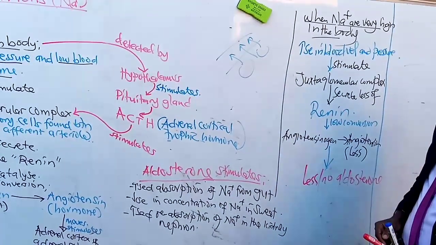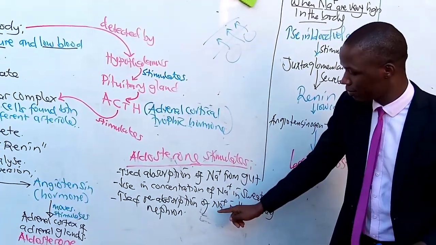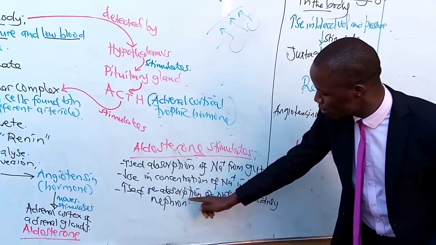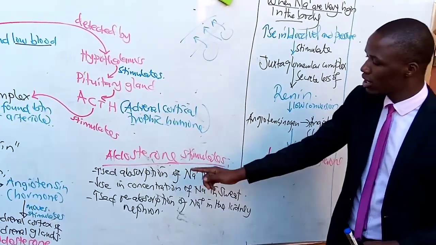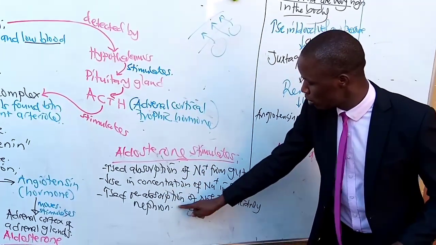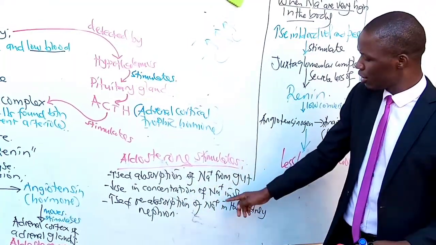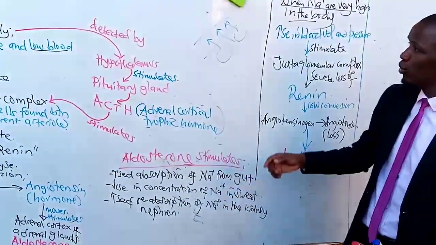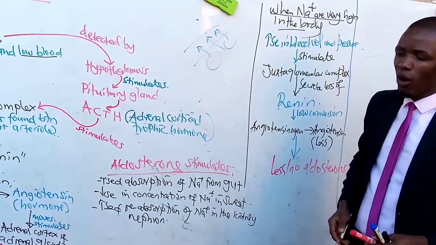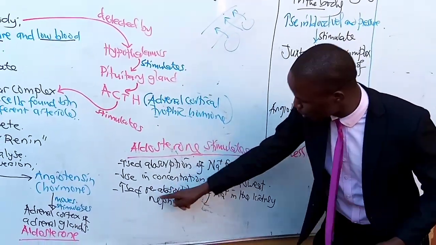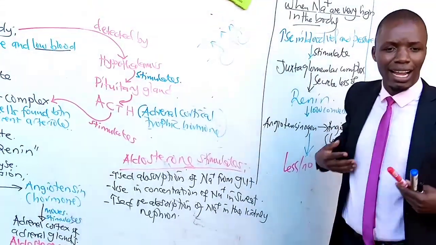Likewise, instead of having an increased reabsorption of sodium ions in the kidney nephron, we are going to have a situation whereby we shall have a decreased reabsorption of sodium ions in the kidney nephron, so that the excess sodium ions can be lost in urine. It implies that if you have excess sodium ions in your body, you will urinate and give out urine which also has a lot. Why? Because there will be a decreased reabsorption of the sodium ions in the kidney nephron, so that the excess can be lost in urine.